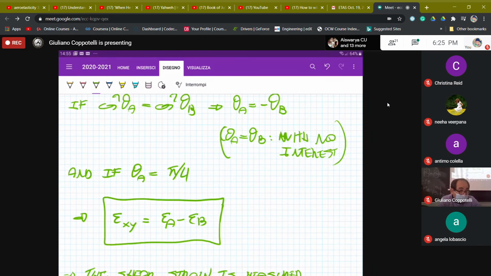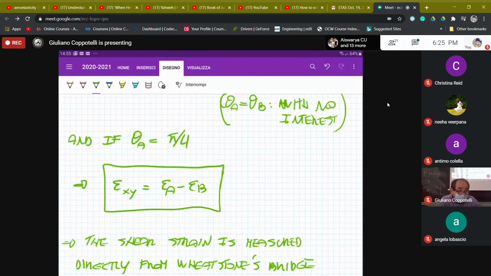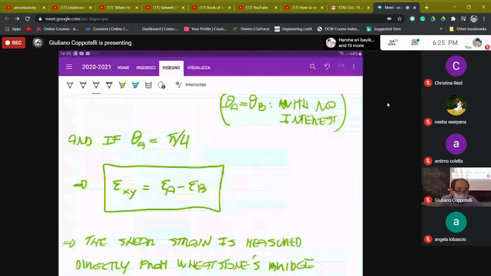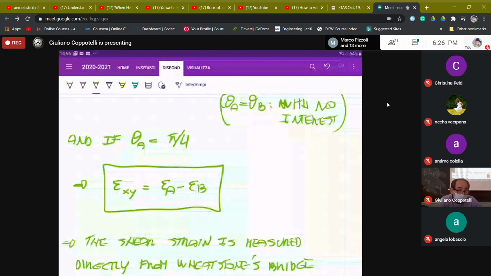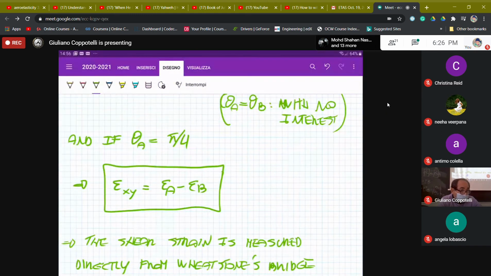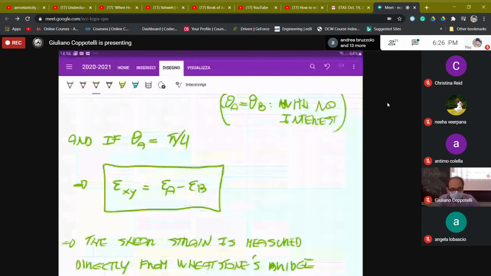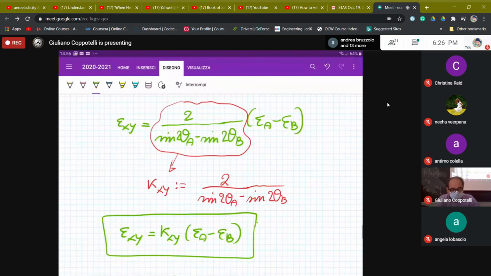Because it simplifies even more. We are interested in that, because if that is true, you can use the Wheatstone bridge, and the output of the half bridge configuration is telling you straight what is the shear strain. The shear strain. Okay.